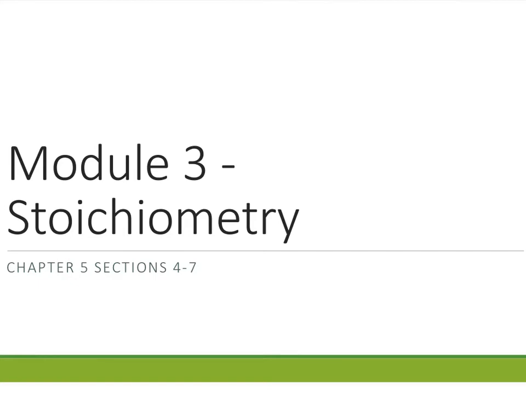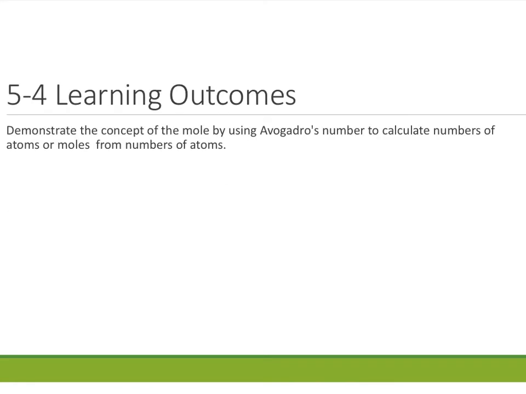We're going to continue our discussion on stoichiometry in sections 4 and 7 of chapter 5. First, we need to demonstrate the concept of the mole by using Avogadro's number to calculate numbers of atoms or moles from numbers of atoms.